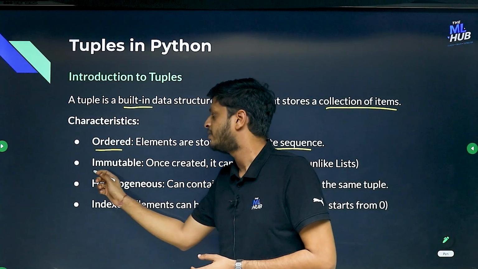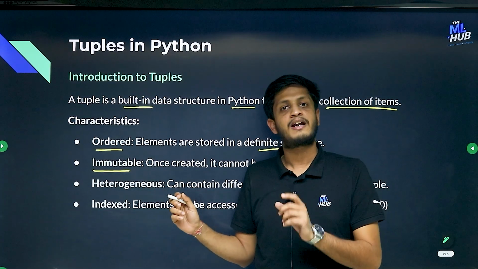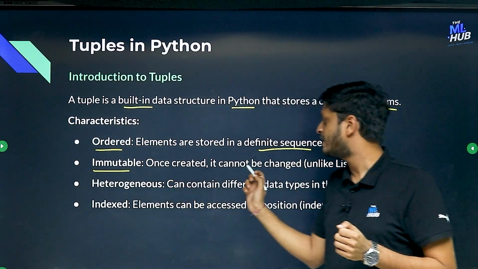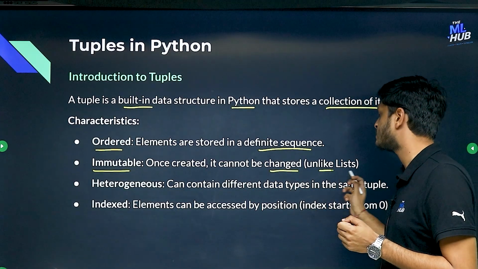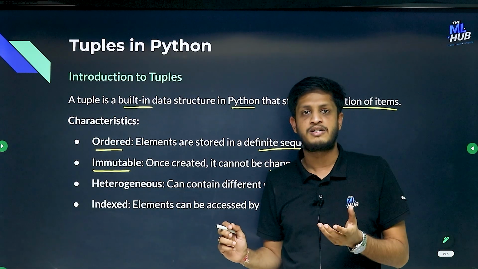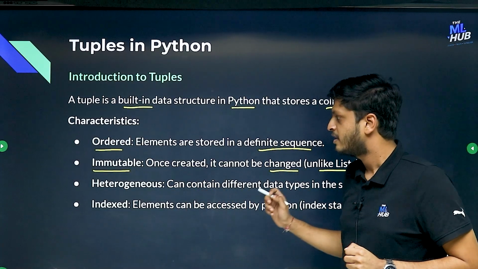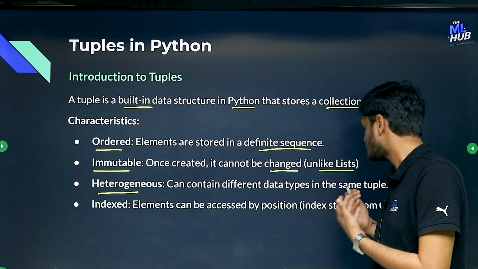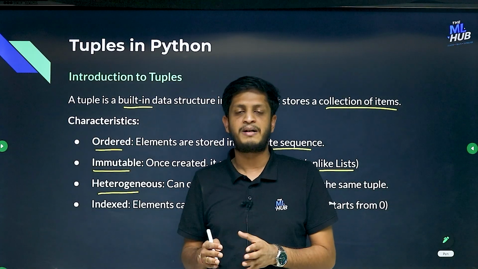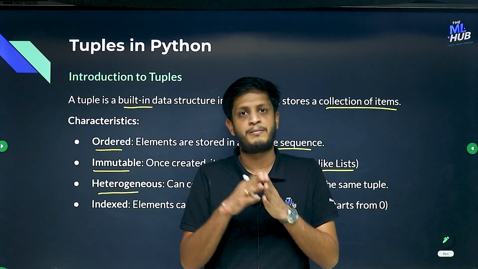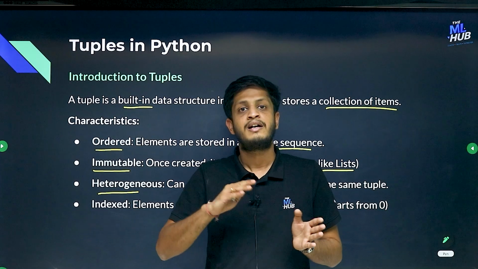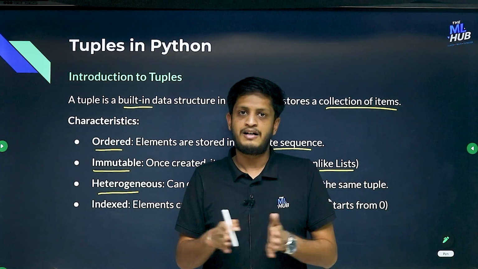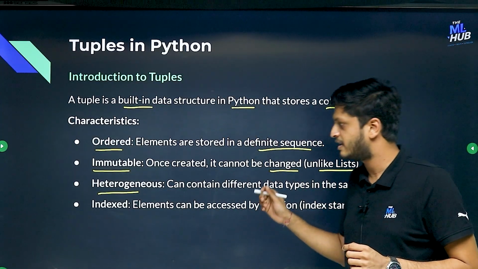Second is immutable. So this is very important. Tuples are immutable. This is the only difference between a tuple and a list. So once created, it cannot be changed, unlike list. So list once created can be changed, but tuples cannot be changed. Third is heterogeneous. So they can contain different data types in the same tuple. A single tuple can contain an integer, a floating point number, a complex number, a string, a list, or a tuple. Like any data type is possible. So a single tuple can contain different type of elements. That is possible. So it is heterogeneous.